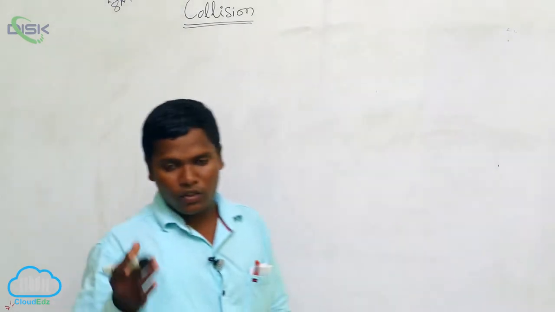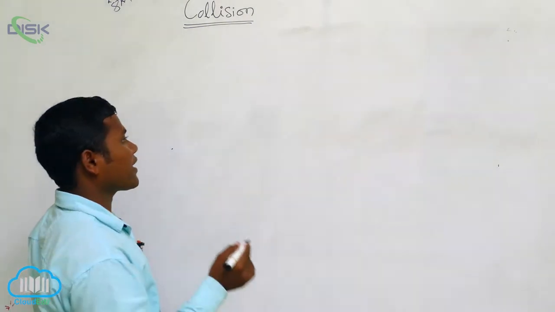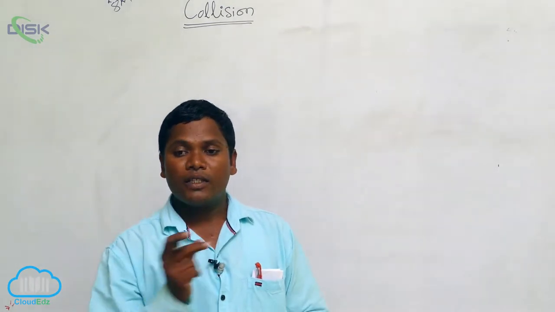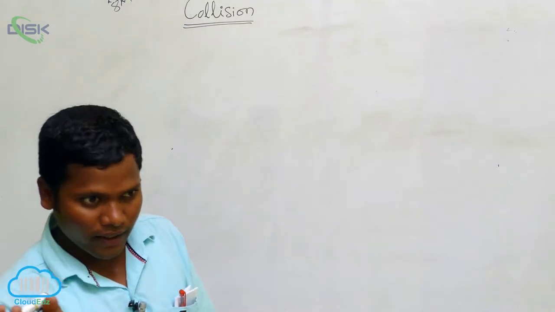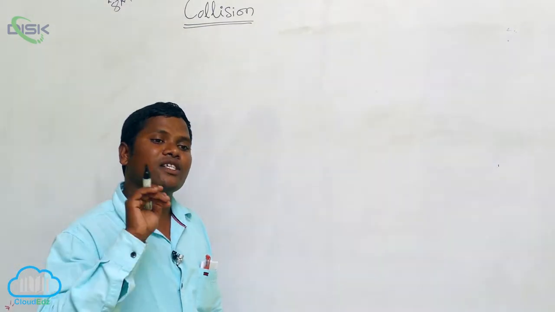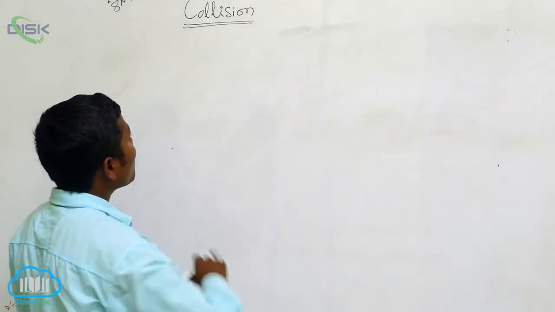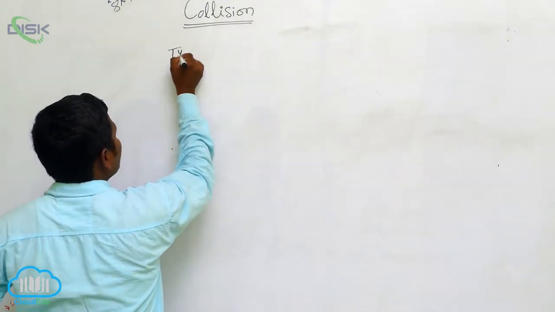Collision means any strong interaction between two bodies. When they hit, their momentum will be exchanged in a small interval of time. Then we call this a collision. What is a collision? The strong interaction between physical bodies, where their momentum is exchanged in a small interval or small duration of time. That we call a collision. Next, types of collision.